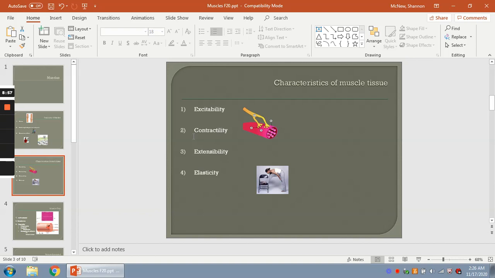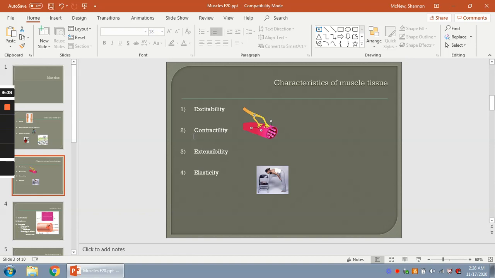Okay, number three, extensibility, to extend. To extend something means to make it longer. So extensibility of muscle tissue is going to mean that muscle cells or muscle tissue has the ability to stretch without being damaged. So stretch without being damaged, of course, up to a certain point. And so we call that extensibility.